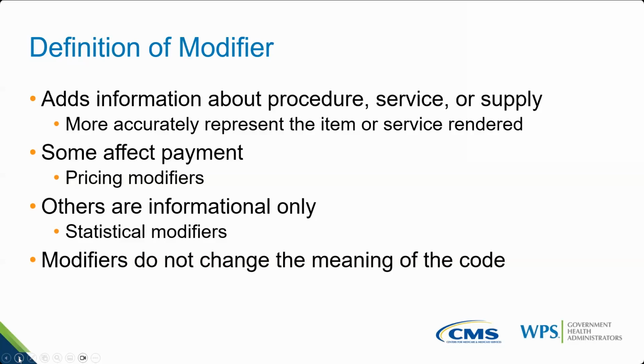As you see here, some modifiers directly affect payment for the service, and we refer to those as pricing modifiers. Some are considered informational, but they're no less important in billing accurate claims to Medicare. We'll touch more on the difference between and compare pricing and informational modifiers in just a little bit.